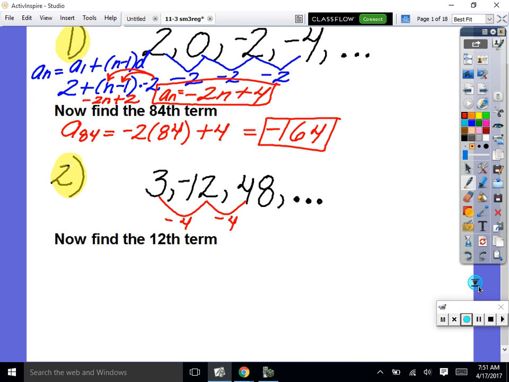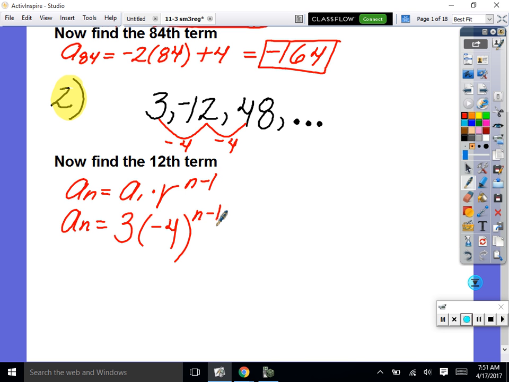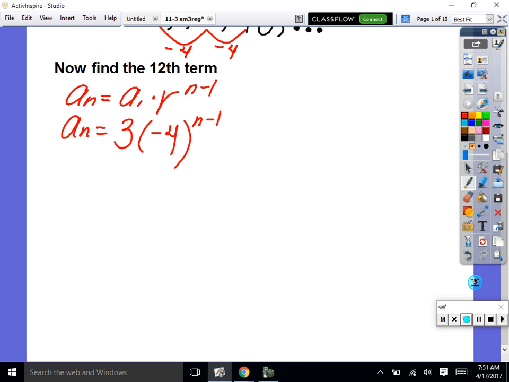So then we would use the explicit formula for geometric, which is a sub n is equal to a sub 1 times the common ratio raised to the n minus 1. So a sub n is equal to a sub 1 is 3. Our common ratio is -4 raised to the n minus 1. That doesn't simplify because we would not put 3 in. That would be bad. So now we can find the 12th term.